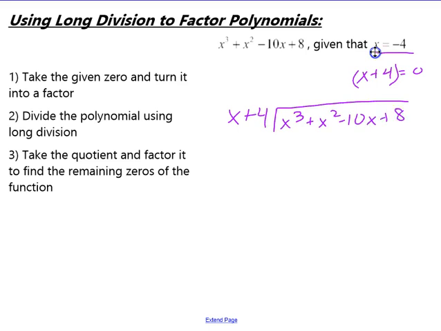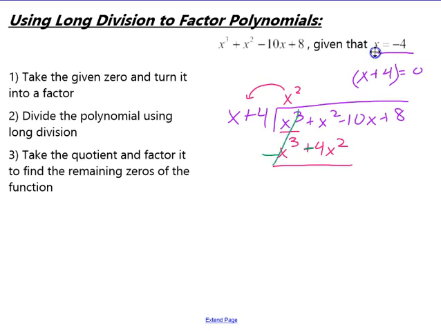Then let's walk through dividing our polynomial the way we just learned how. So x cubed divided by x is x squared. Now we want to multiply. So we get x cubed plus 4x squared. Then we're going to subtract.